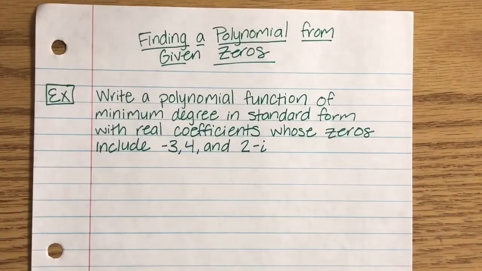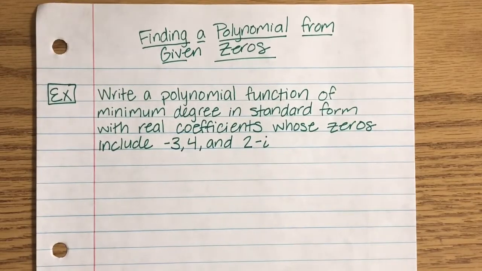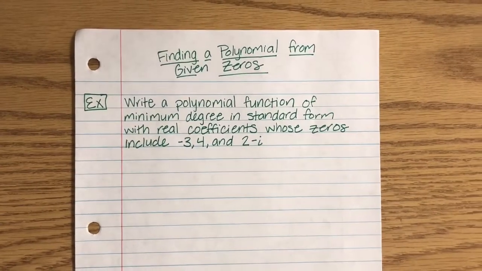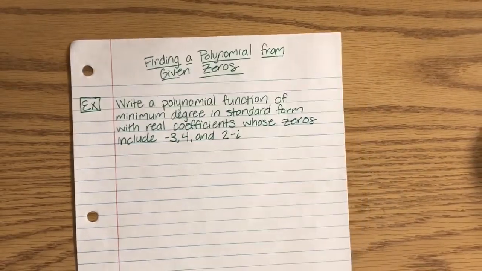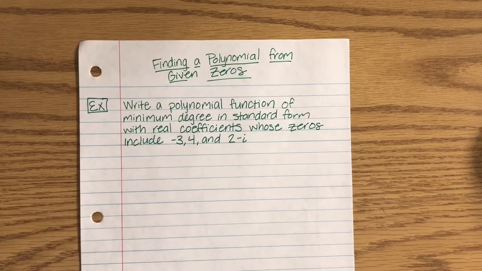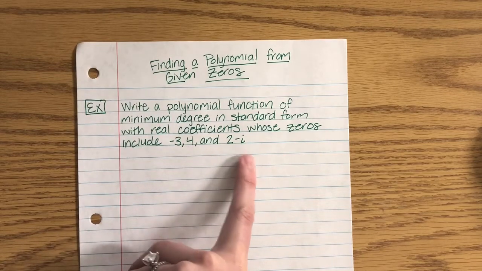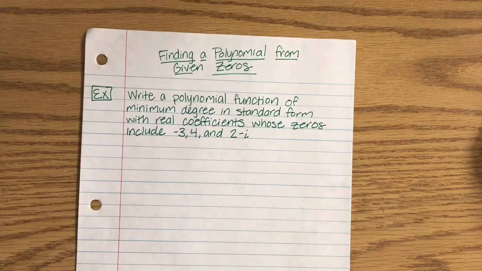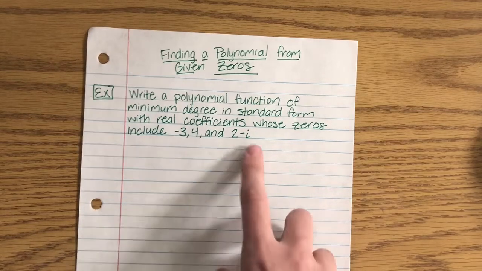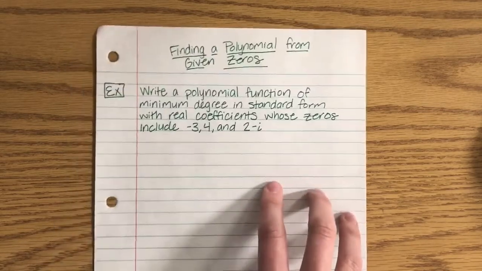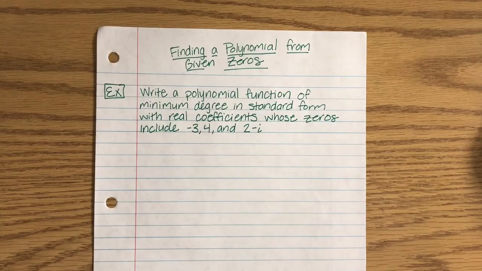Okay, so for our first example, this is example 2 in the book, and it says to write a polynomial function of minimum degree in standard form with real coefficients whose zeros include -3, 4, and 2 minus i. All right, so the first thing you should notice is because there is this complex root, there has to be another complex root, its conjugate.